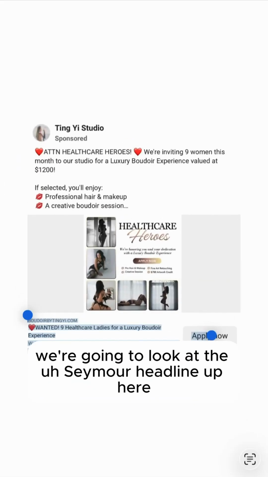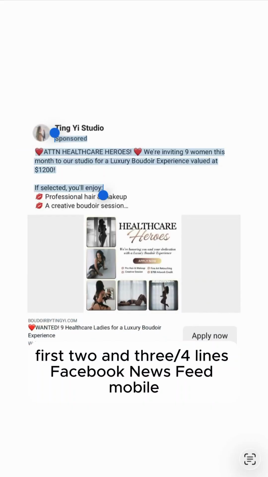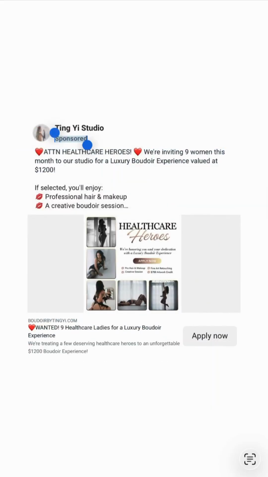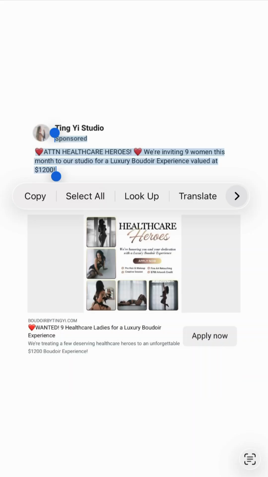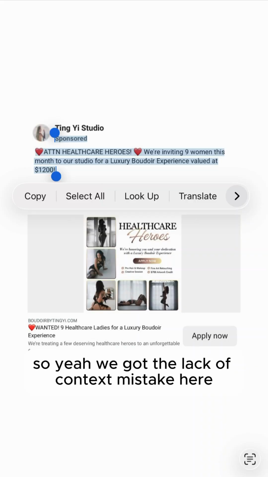And finally, we're gonna look at the headline up here, the first 2 3/4 lines on the Facebook newsfeed on mobile. And let's see. So we got "Attention Healthcare Heroes, invited 9 women this month to our studio for a luxury boudoir experience, valued at $1,200." All right. So we only got 2 relevant context points here. So yeah, we got the lack of context mistake here.